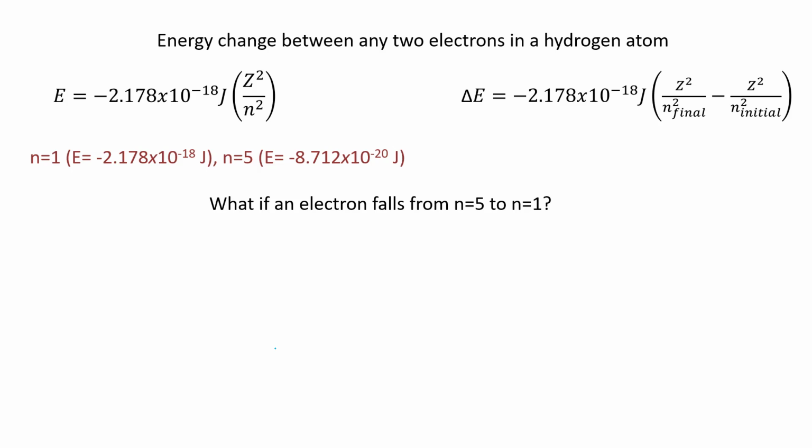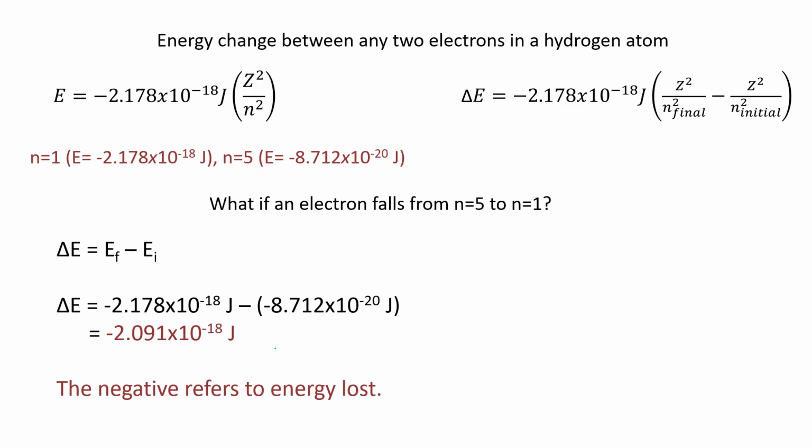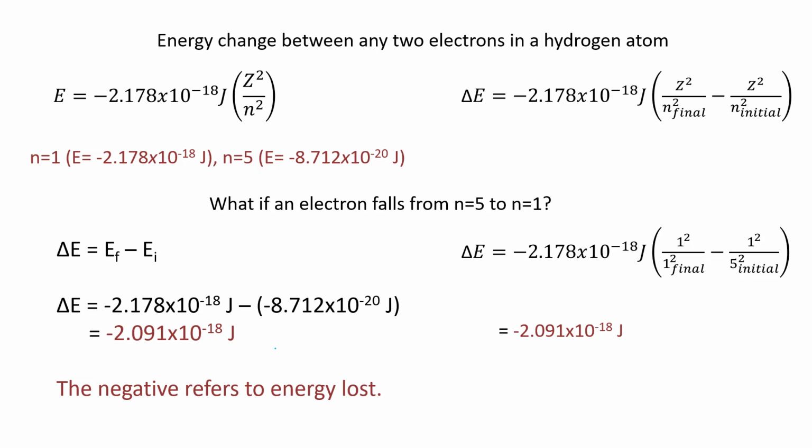All right, so we already know before from the previous slide these two values. We could do change in energy as E final minus E initial. Subtract your final, which is n equals 1, minus your initial, which was n equals 5, and you end up with negative 2.091 times 10 to the minus 18 joules. And remember, the negative refers to energy lost, so we've lost that amount of energy. We could do the same math using this equation on the right-hand side, where my Z is 1, my n final is 1, my n initial was 5, do all that math, put it into that one equation, and then we end up with that same value, negative 2.091 times 10 to the minus 18. Okay, so that negative simply is referring to energy that is lost.